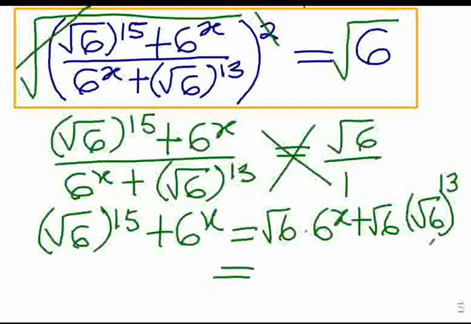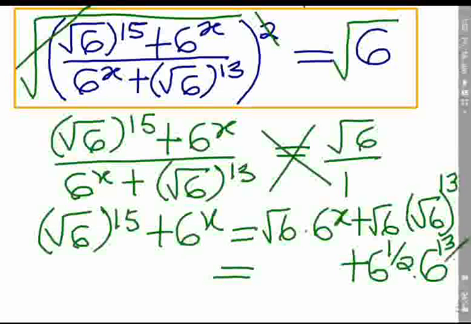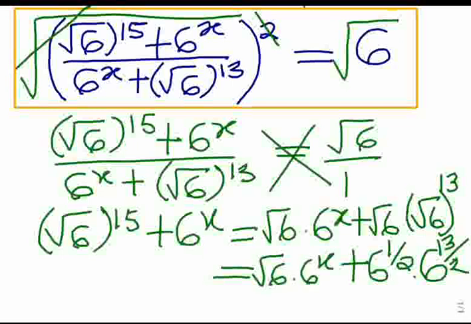What do we do next? Now look at this expression very well. Root 6 can still be expressed as 6 raised to power half, from the rule of indices. Now root 6 raised to power 13, applying the rule of indices, will be written as root 6 raised to power 13 over 2, that is 6 raised to power 13 over 2. Let me bring down root 6 multiplied by 6 raised to power x here.